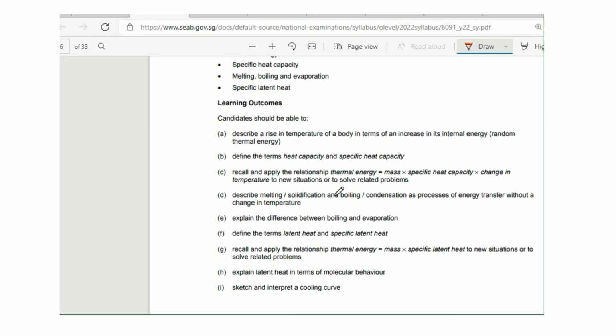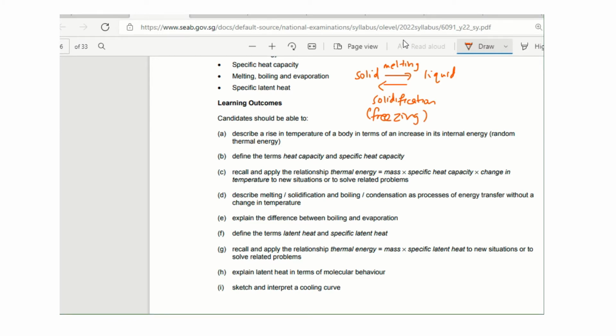Okay, next, let's talk about melting, solidification, and boiling and condensation. So when something is going from a solid to a liquid, this is called melting, right? And if it's going from a liquid to solid, it's called solidification, or we can also call it freezing.